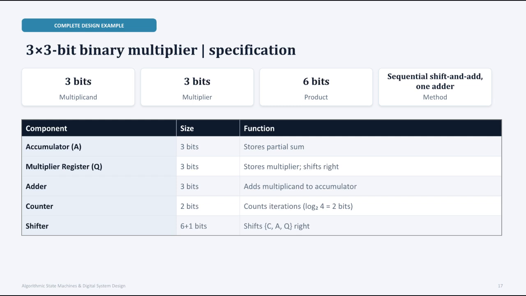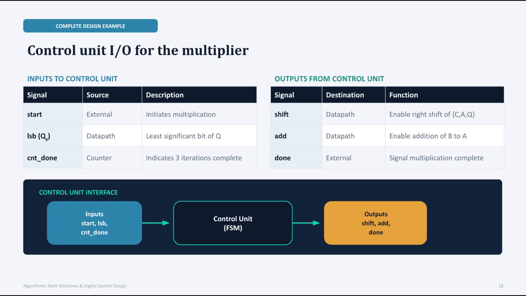Every dimension here follows directly from the bit widths we chose at the top of the slide. This is the kind of sizing exercise you'll do at the start of every real datapath design. With the datapath sized, let's define exactly what signals cross into and out of the control unit for this specific design. For this specific 3x3 multiplier, the control unit has exactly 3 inputs and 3 outputs.